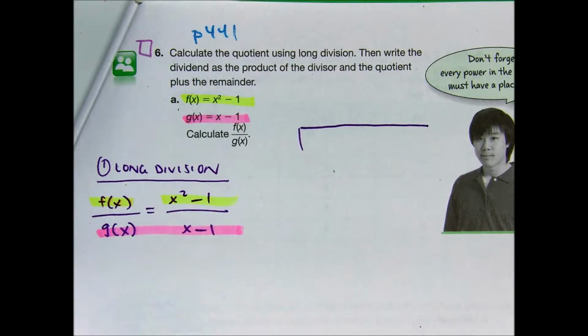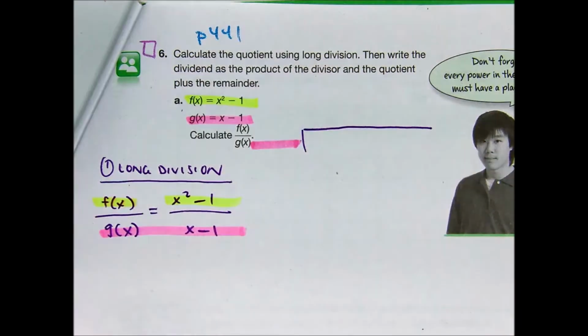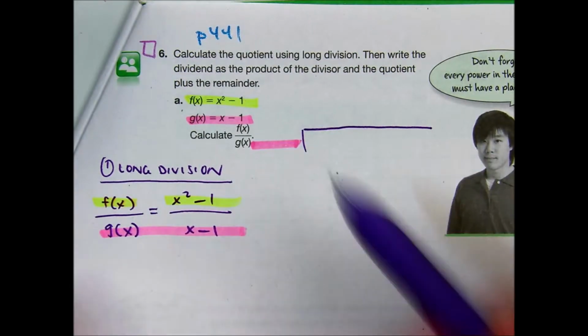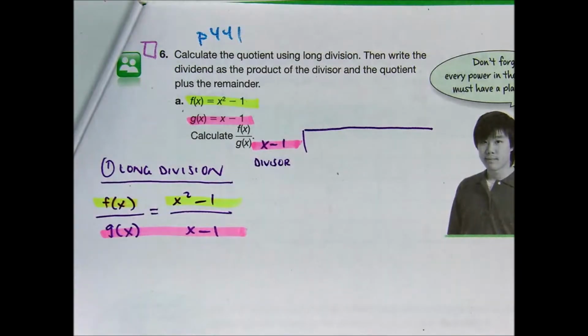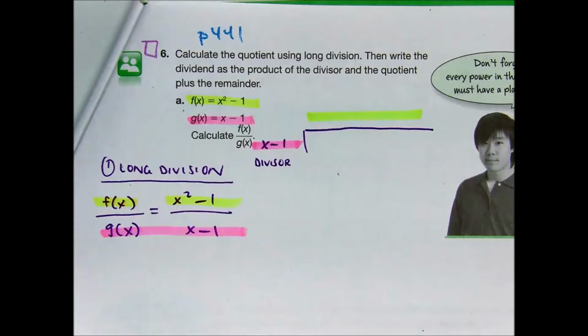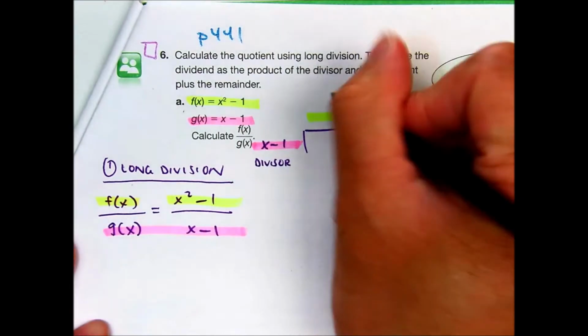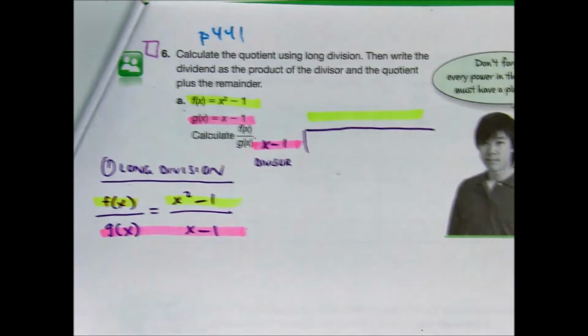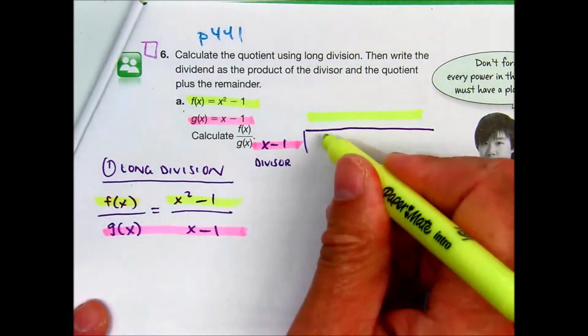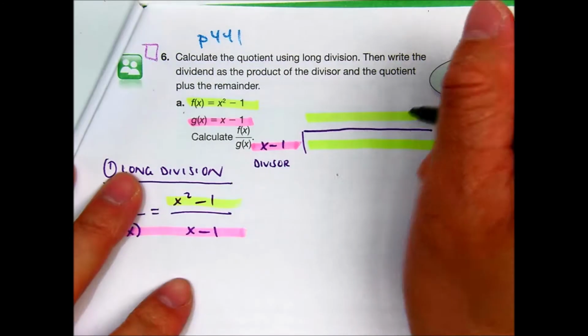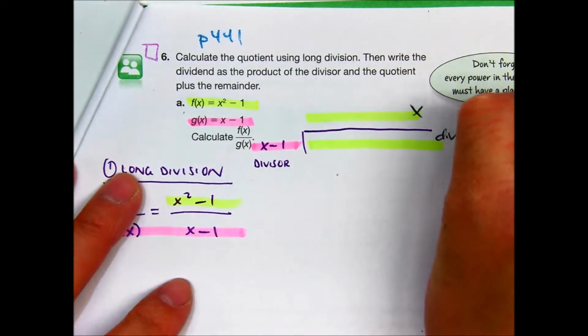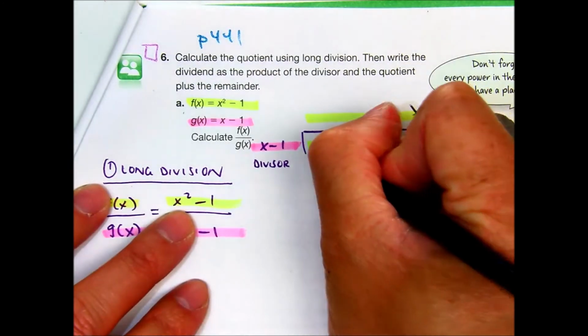Well, the pink one is called the what? That's our divisor. So you should have put x minus 1 here. And where's the other one go, class? On top. So now you have, not on top. Try that again. The quotient goes on top. This is our dividend. The dividend, so not there. This one goes here.